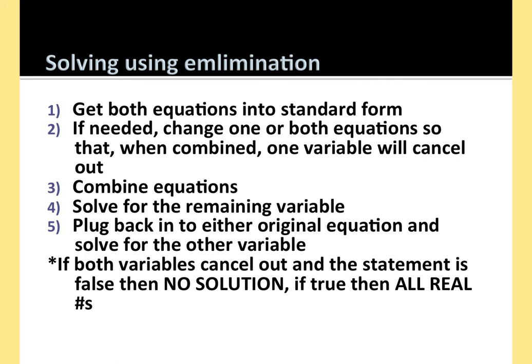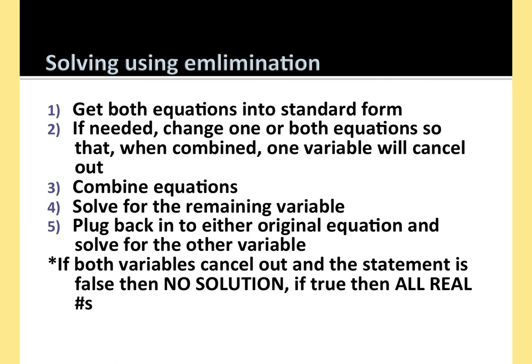Here are your steps. The goal is to get both equations into standard form, mostly just lining up the x's and the y's. It doesn't have to be in that order, but the x's need to be in the same column as the y's in both equations. If needed, change one or both of the equations so that when you combine them, one of the variables cancels out. Then you combine the equations, so what should be left is just one variable. You solve for that variable, and then plug it back into either of the original equations to solve for the second variable.